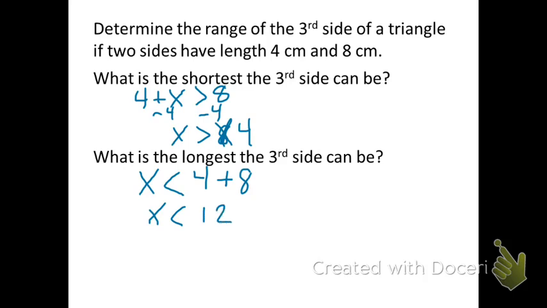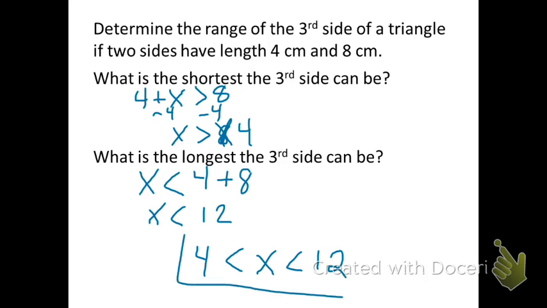So what are the possible ranges and lengths of the third side? Well, we have to make sure it's less than 12, because if it's greater than 12, then when you add 4 and 8 together, they won't be greater than the third side. And it also has to be greater than 4, because if it's equal to 4 or less than 4, then when you add it to the other side length that's 4, it won't add up to be more than 8. So that is our answer.